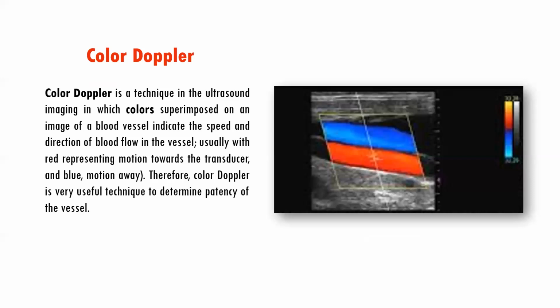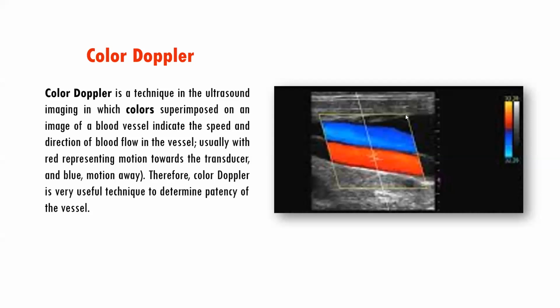What is color Doppler? This is very important. Color Doppler is a special technology of the ultrasound unit that can produce color, or present blood flow with color. That means when we scan a blood vessel, where flow is present.